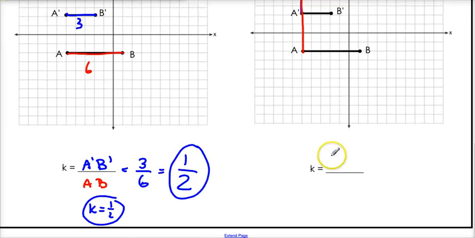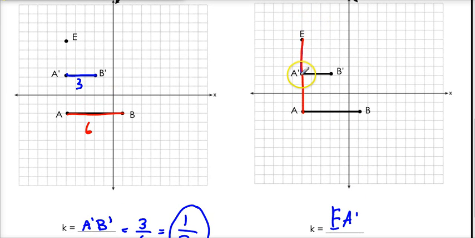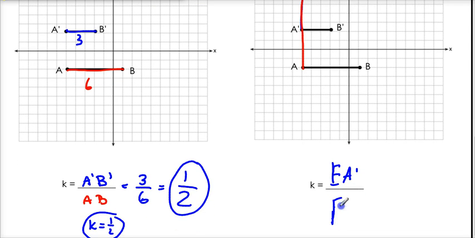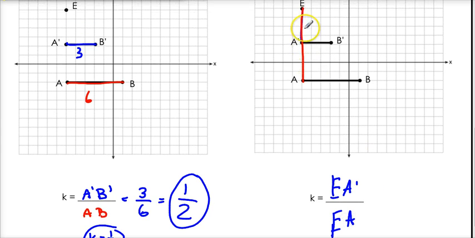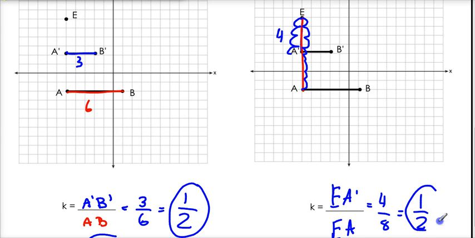So it's going to be EA prime, the distance from the center of dilation to our image, remember the image is always on top, over the distance from our center of dilation to our pre-image. So in this case, our distance is 1, 2, 3, 4. So let's put that on top. And this distance from E to A is 1, 2, 3, 4, 5, 6, 7, 8, which is 8. And once again, 4 over 8 is 1/2, and you get the same answer.